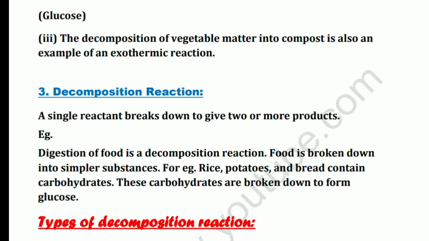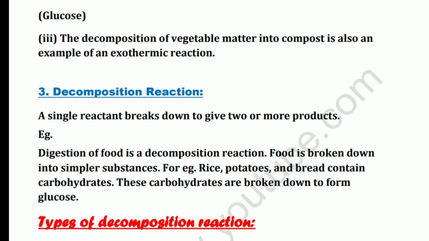Now, decomposition reactions are just the opposite of combination reactions, because in combination reactions, two or more reactants were combining to give a single product, but in a decomposition reaction, a single reactant will break down to give two or more products. And usually, decomposition reactions are endothermic in nature and combination reactions are exothermic in nature. But this is not always true. There may be exceptions, but this is usually the case.